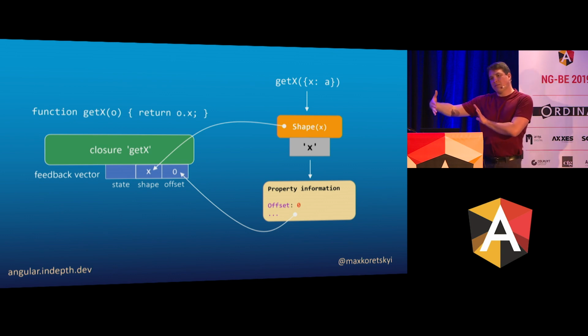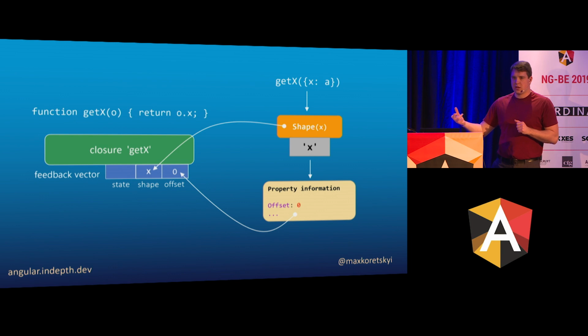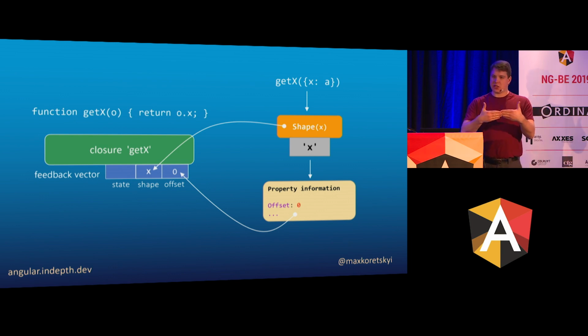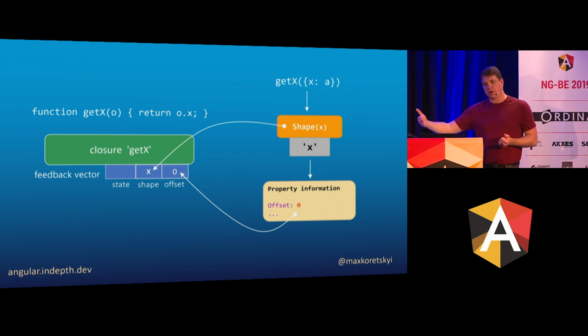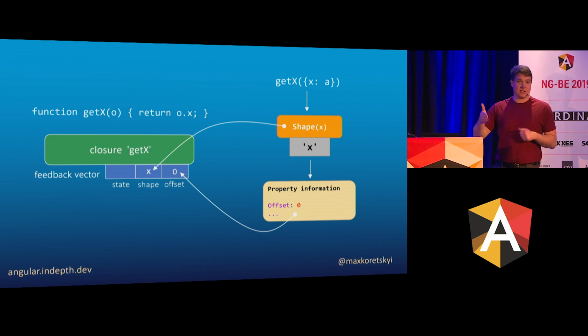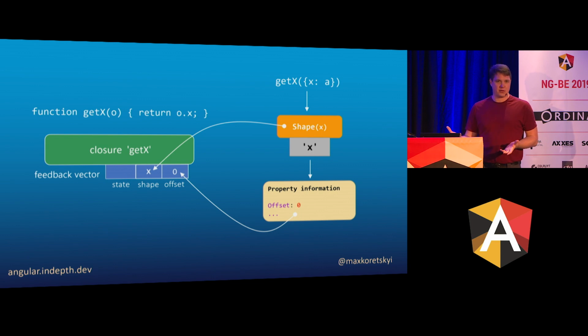OK, so next time when the virtual machine needs to resolve a value for a particular object, what it needs to do is just compare the shape, right? If the shape matches, it means that this object has the same number of properties in the same order. It means that the offset is also the same. So I'll just use the value from the cache. No need to go through this resolution process again.